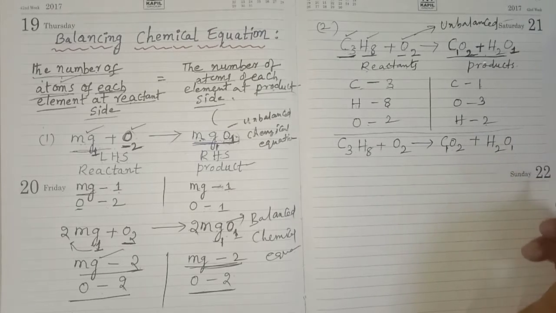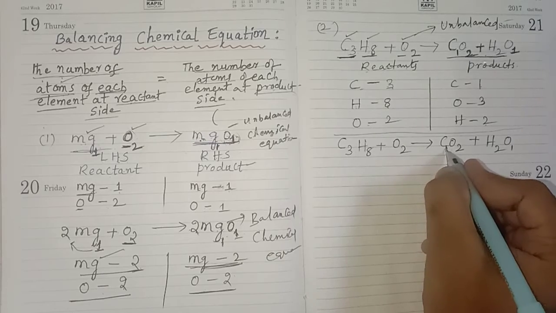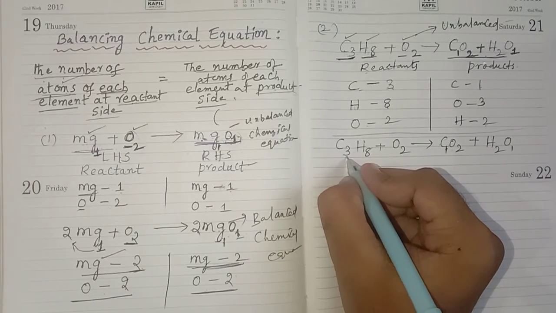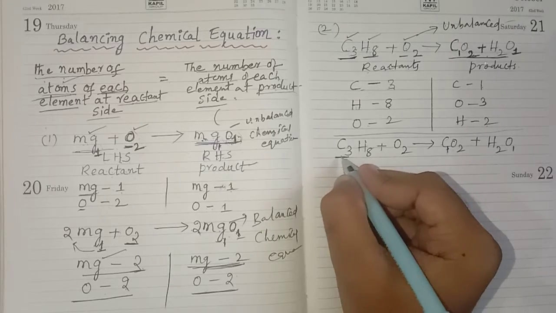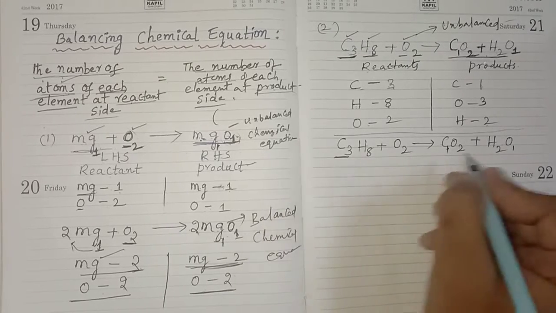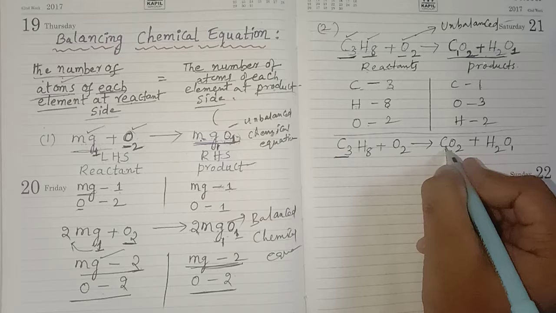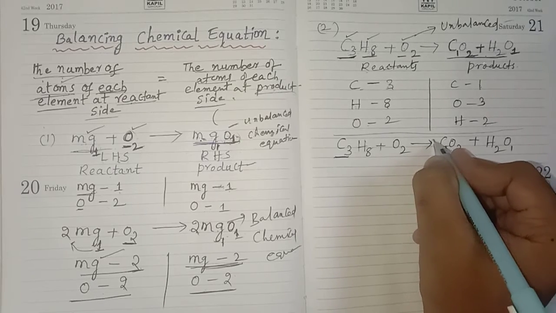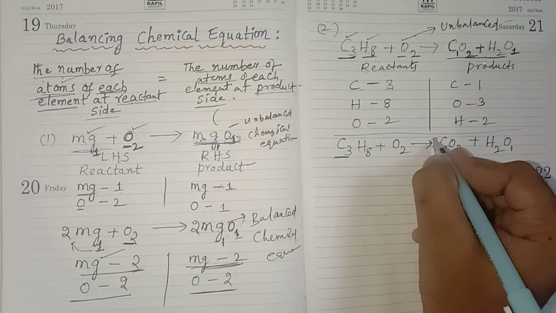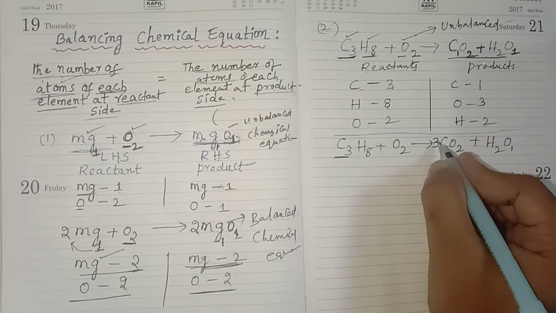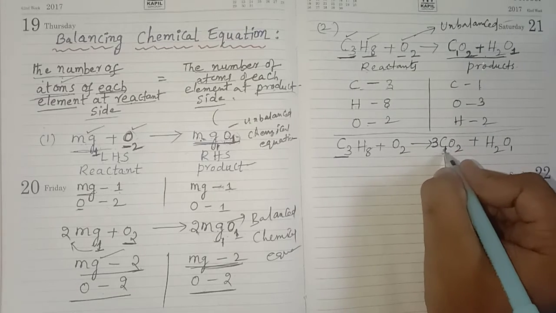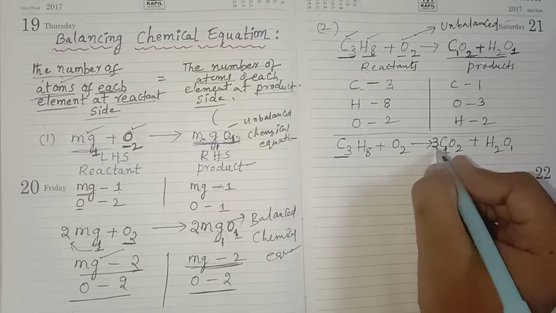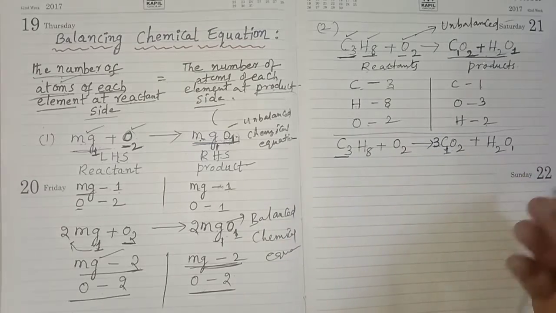We have to consider one value here. So we need to convert this carbon, which is generally 3, the number of atoms at the reactant side is 3, so we have to convert this carbon into 3. So we have to consider 3 as the coefficient. If you write a coefficient 3, 1 into 3 becomes 3. So carbon is balanced here.